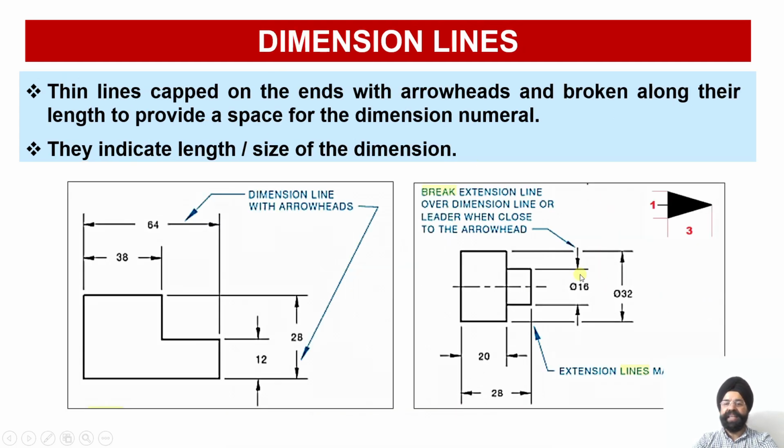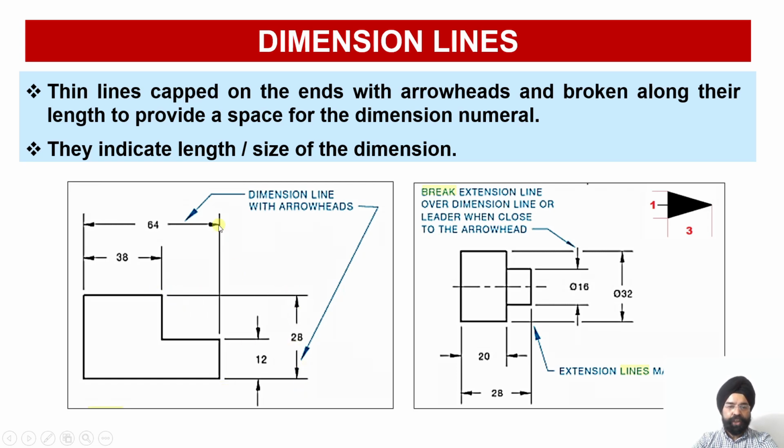Now the second one is the dimension line. As I told you earlier, this is the extent of the dimension. So again, dimension lines are thin lines which are capped on the ends with arrowheads on either side. You can see there are two arrows on either side, and they are broken along their length to provide a space for putting down the dimension numeral. So whether this is 30 mm, 40 mm or 50 mm, if it is horizontal, you have to put it like this. If you have to mark the vertical dimension, you have to put it like this.